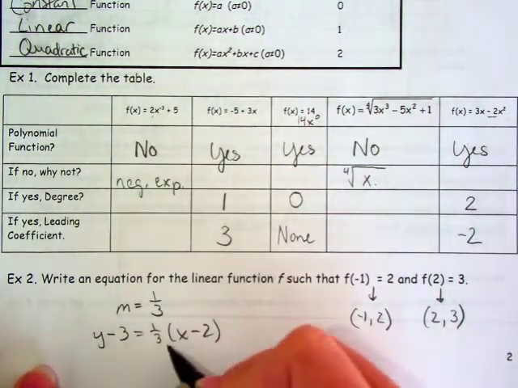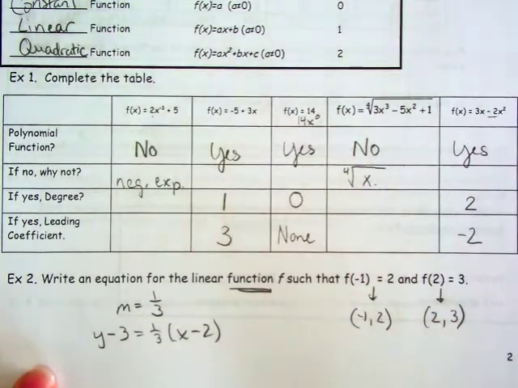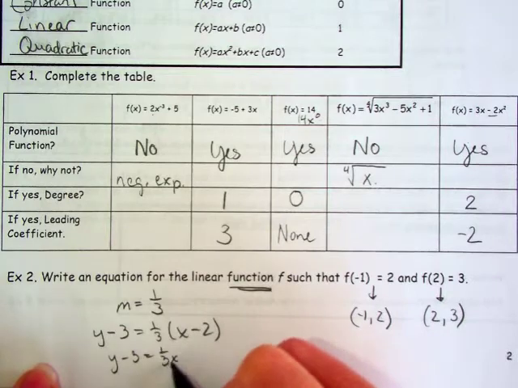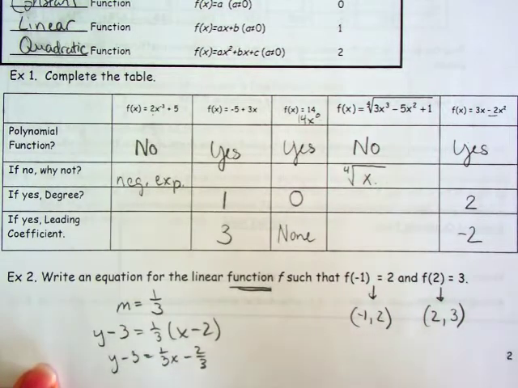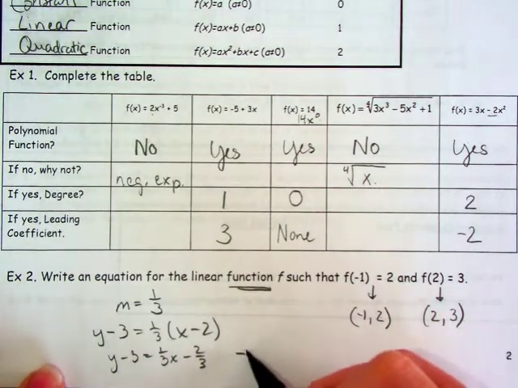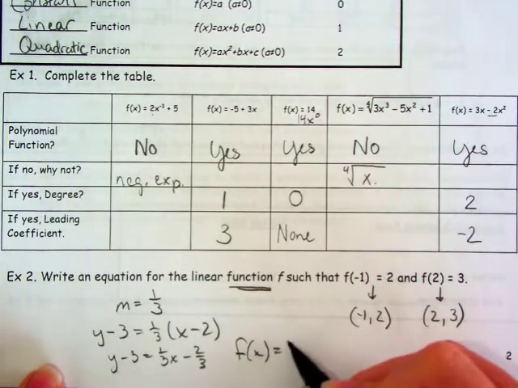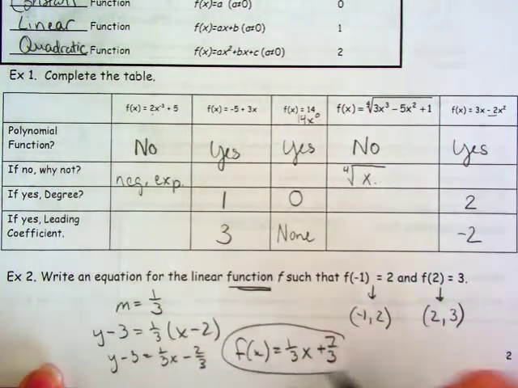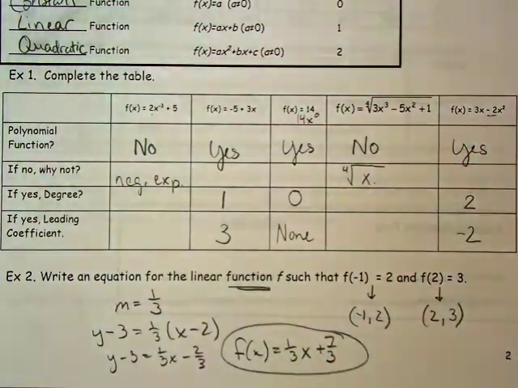We distribute, because we want to write this as a function, so we definitely need to solve for y. So we get y minus 3 equals 1/3 x minus 2/3. If I add 3 to both sides, I get my function f of x equals 1/3 x plus 7/3. Okay, there's my linear function that goes through those 2 points.